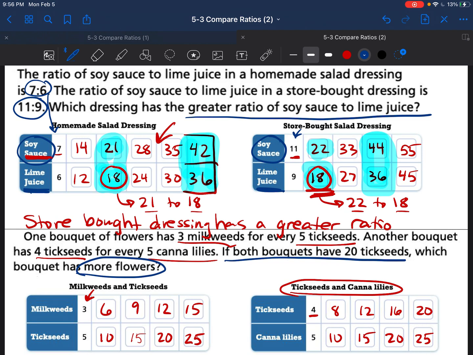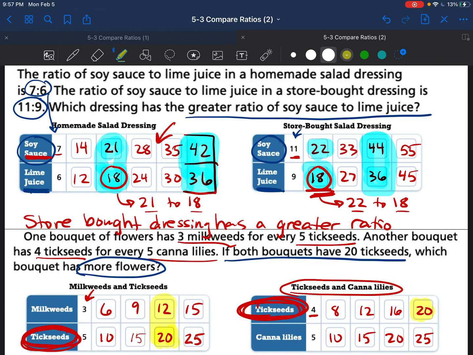Now, in this instance, you really need to make sure, this is why it's so important to label, because tick seeds is down here in this ratio, but tick seeds is up here in that ratio. So you're looking for 20 in this row and 20 in this row. So I see 20 here for tick seeds, and I see 20 here for tick seeds. So that's the ratio that we're going to use.